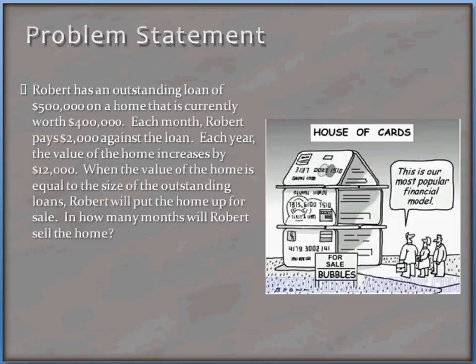If we think about it for a moment, we can see that this is a good thing. Robert is successfully paying down the loan, so the value of the loan is decreasing, while the value of the home is increasing, or appreciating. This means eventually the two are going to meet in the middle. When the value of the home is equal to the size of the outstanding loan, Robert wants to put the home on sale. He doesn't want this home anymore, but he also doesn't want to owe more money after he sells the house. So in how many months will Robert need to sell the home?